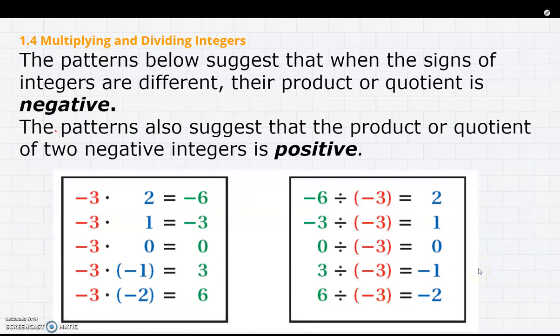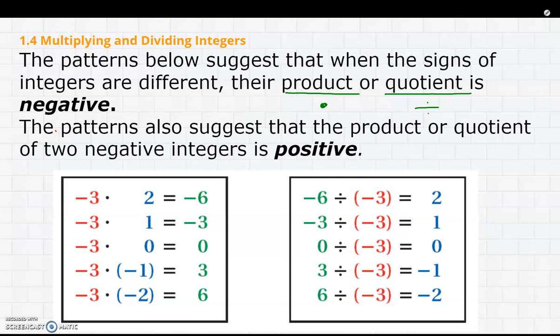Okay. If we look at the patterns below, they suggest that when the signs of integers are different, their product or quotient is negative. So different signs, negative answer. Now we have to remember product means multiply, quotient means divide. So whether we multiply or divide, if they have different signs, your answer is negative. Okay, then the patterns, which we'll look at here in a second, also suggest that the product or quotient of two negative integers is positive. Okay, so two negative integers have the same sign, you get a positive answer.